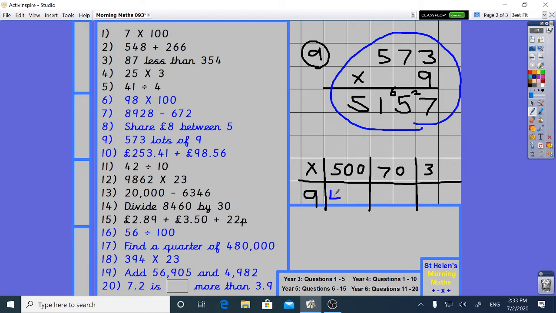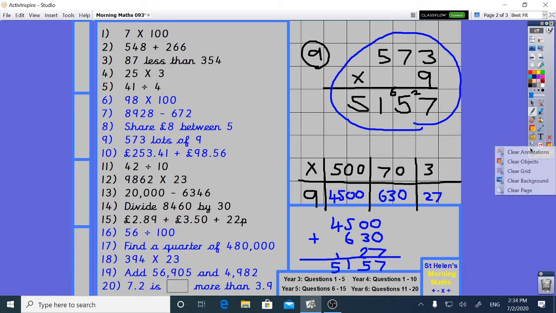9 times 5 is 45, place 2 zeros. 9 times 7, 63, place a 0. 9 times 3, 27. If I add these up, which I'm going to, the blue answers, it should come to the same. If it doesn't, I'll be doing it again to see what the answer is, because it will be wrong. 7, 5, 5157, that's what I got before. Okay, 5,157. I remembered the grid method today. I'll try and do both methods in Year 4.